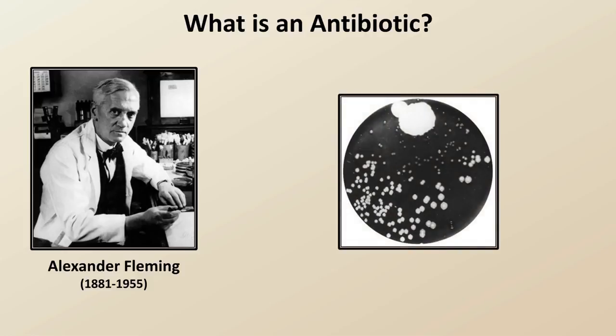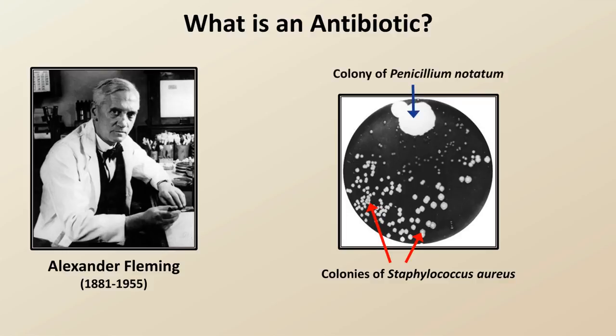These small circles occupying the lower half of the plate were colonies of the bacteria Staphylococcus aureus. This large circle at the top was a contaminant that was not intended to be there, which was later identified as the mold Penicillium notatum. The fact that there was contamination could have resulted in Fleming tossing the plate out and not thinking twice about it.